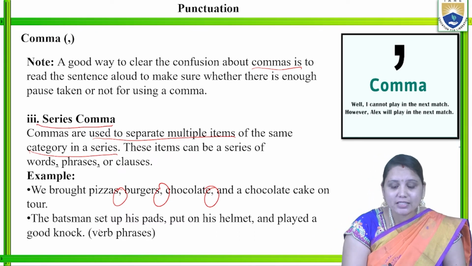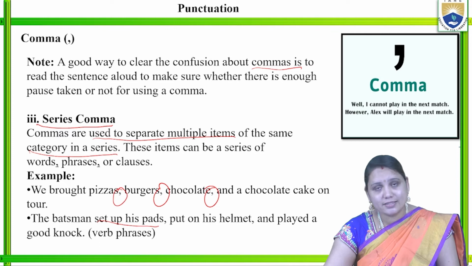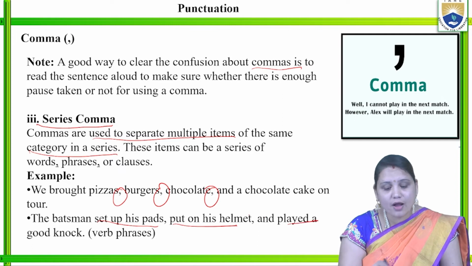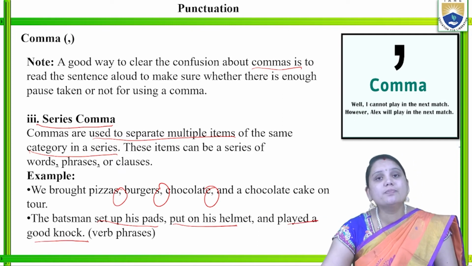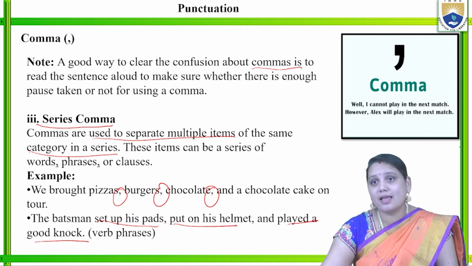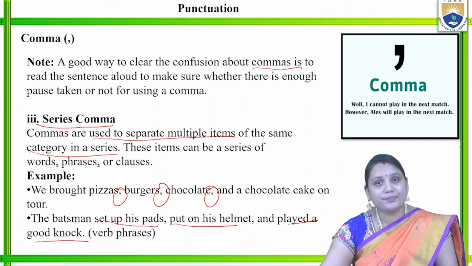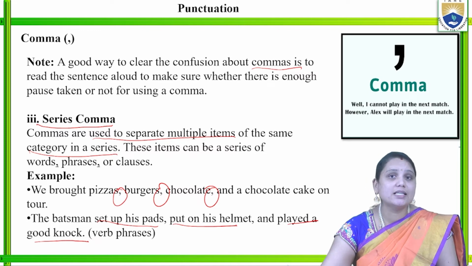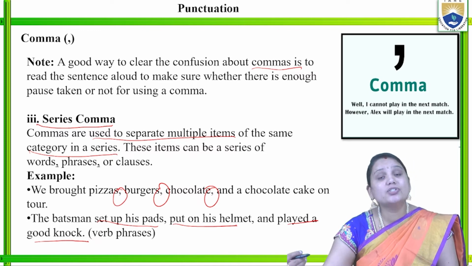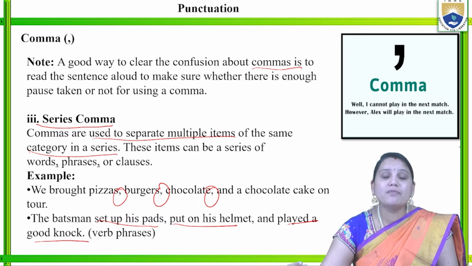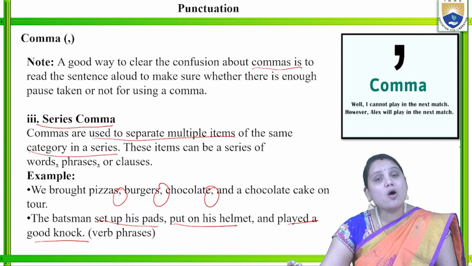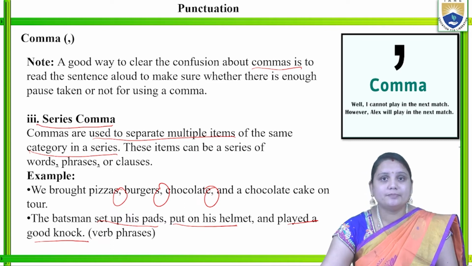Then, the batsman set up his pads, put on his helmet and played a good knock. See here, the segregation of the equipment which was used by the cricketer. What is that? The batsman set up his pads, put on his helmet, and played a good knock. Isn't it meaningful? When we are giving out or reading out the sentence, we have to take the appropriate gap which is needed here, such that your language gains that expression which is very, very essential for you all in the way of effective communication skill.